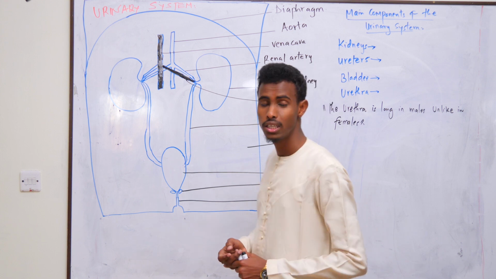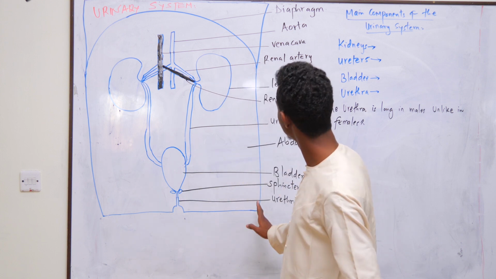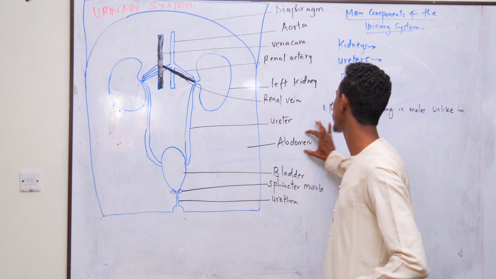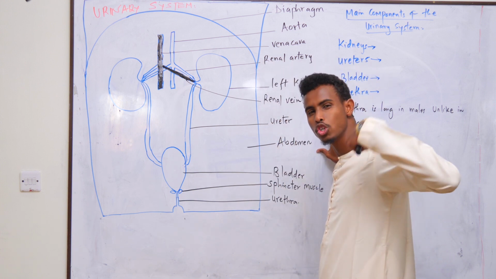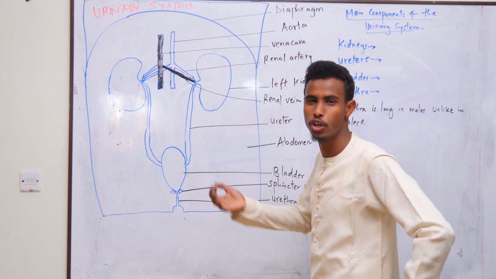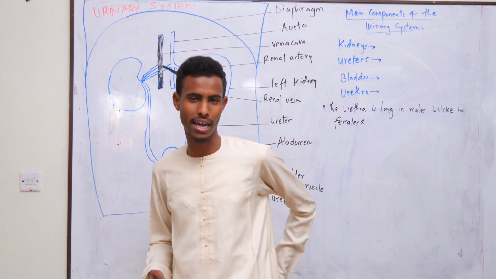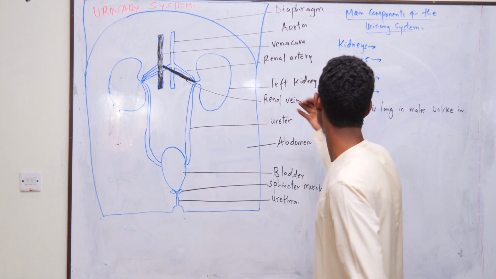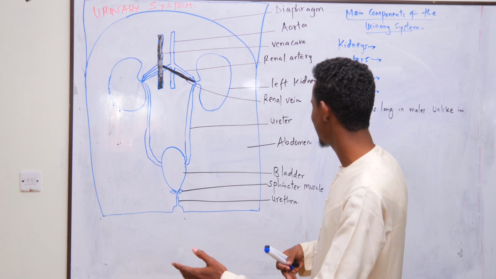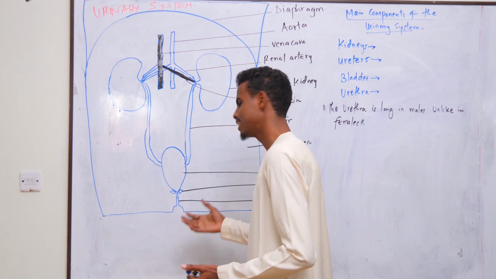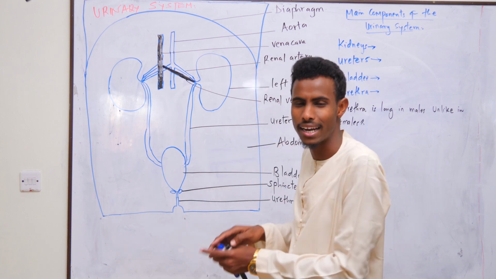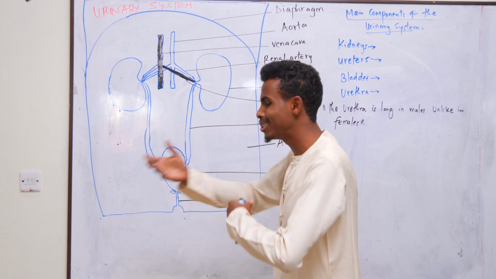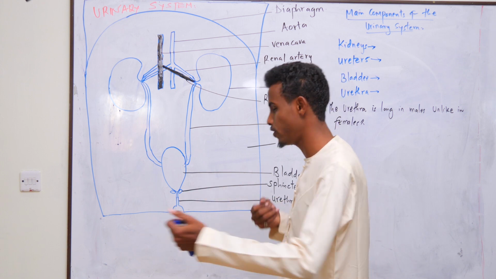Another important thing is that the whole of this system is found in the abdominal cavity on the dorsal part. As I told you, the dorsal part basically means the back, while the ventral part means the front. Now, what is the comparison between the urethra in males and in females? We say males have a long urethra as compared to females.